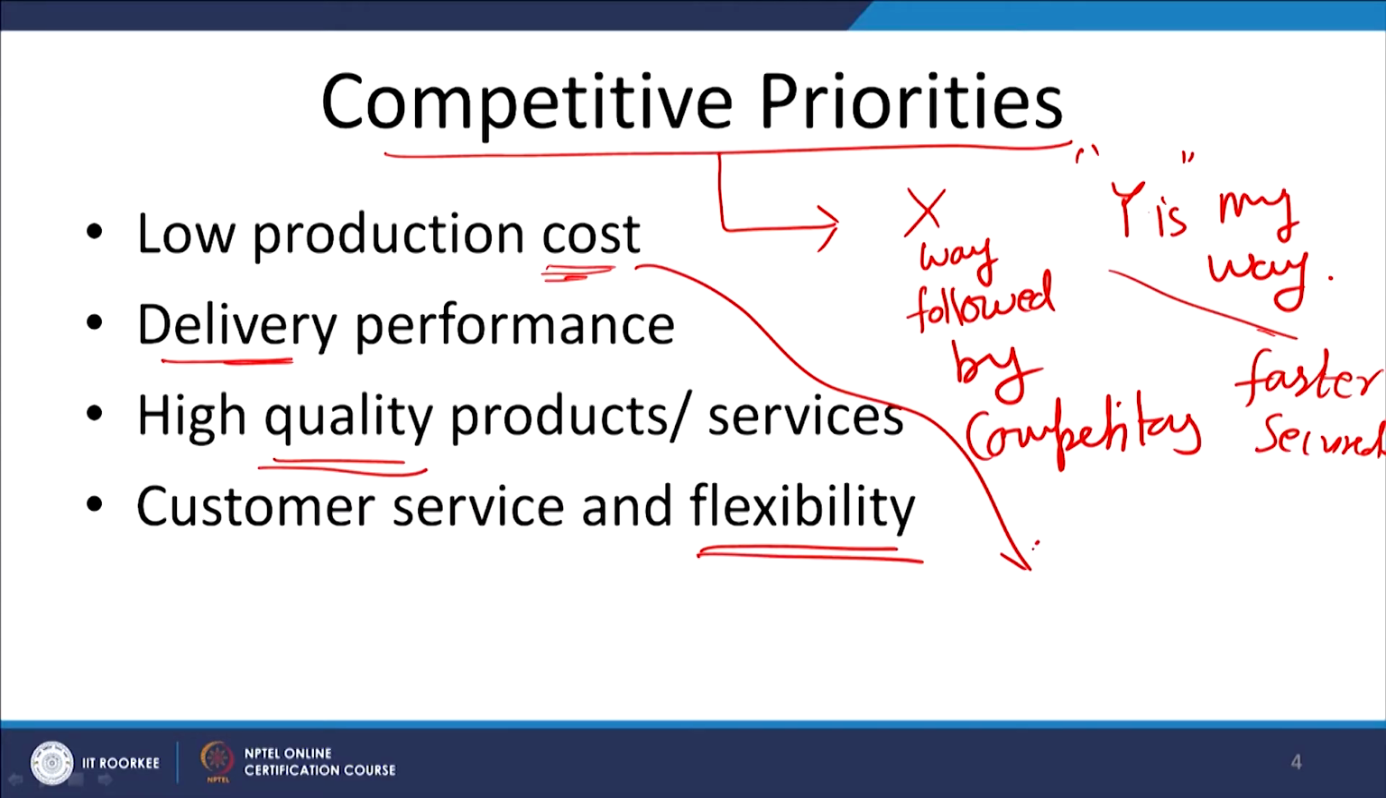So now let us see the cost related priorities. When we talk of low production cost, you need to see the example of China as a whole. It is the most beautiful example of how Chinese organizations competed with the whole world on the basis of low production cost. They set low production cost as their competitive priority, and the Chinese government also enabled that infrastructure in which Chinese organizations could provide products at low production cost.